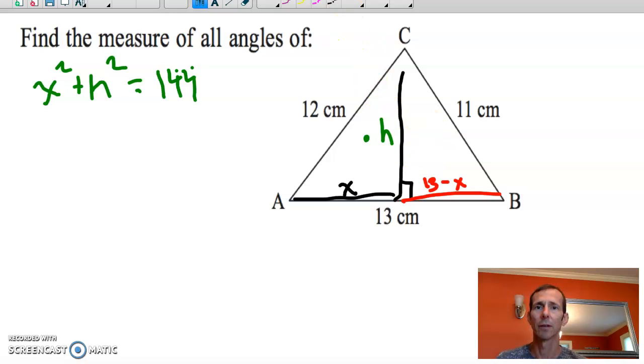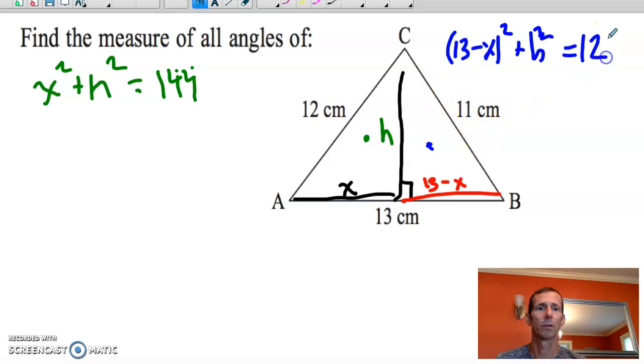Now I could do the same thing over here in this triangle. I would have 13 minus x squared plus h squared equals the hypotenuse, which is 11 squared, which is 121.